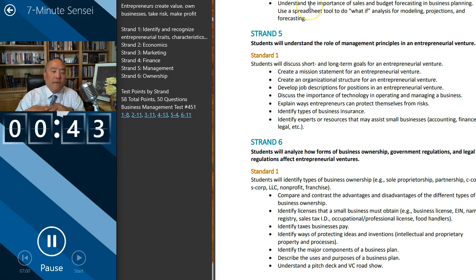In Strand 5, you'll learn the role of management principles. So everything from, what does your mission statement look like? Is it energizing? Is it motivating? Your mission statement explains what you do. To your organizational structure, which should be a flat organization. If you're a small business, you probably won't want multiple levels of management.